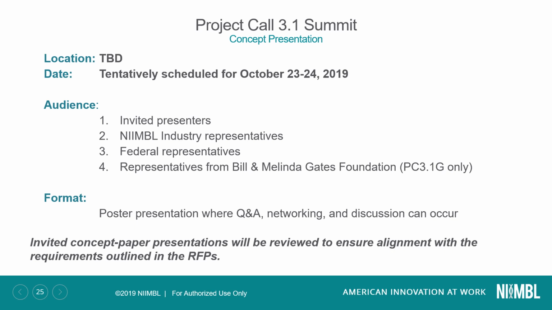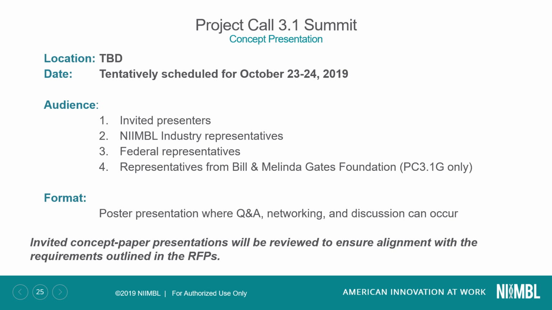The audience, those who will be able to attend in person, will be the invited presenters, so those from the concept papers who are invited to move to this stage, NIMBL industry representatives who may or may not also be presenters, federal representatives also, again, who may or may not be presenters, and then representatives from the Bill and Melinda Gates Foundation focused on PC 3.1G only. The format is that this will be poster presentations only, where we have built in a lot of time for Q&A, networking, and face-to-face discussion.